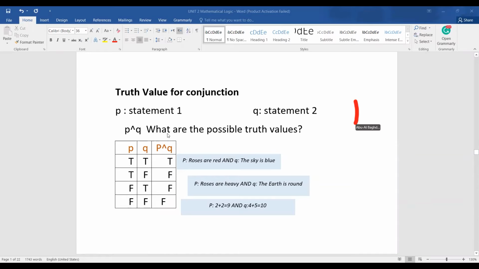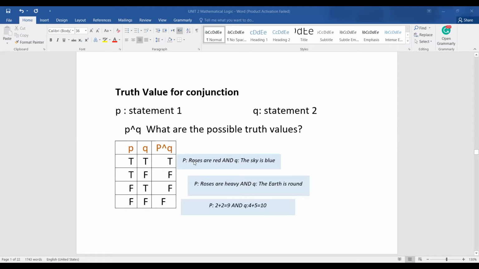Next, we will come to P and Q. And here is the important part. When we say and, it means both P and Q should be true so that we can get P and Q as true. Like here we say P is true and Q is true, so we have P and Q is true.